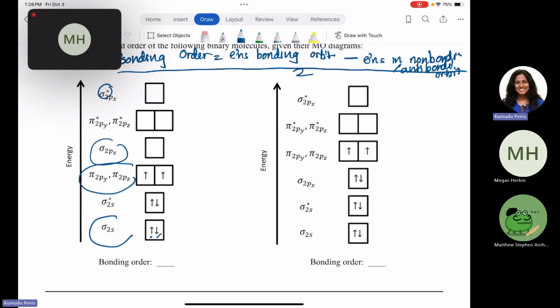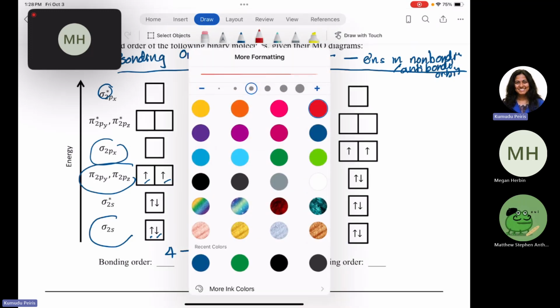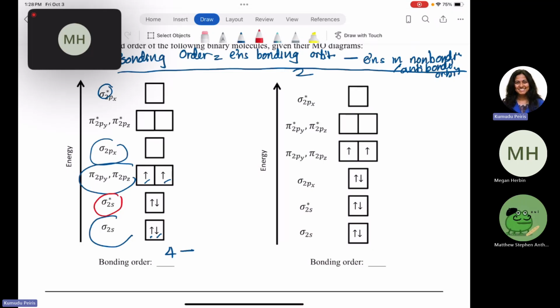So let's count the electrons in these bonding orbitals. 1, 2, 3, 4. So 4 minus, how many electrons do we find in the anti-bonding orbitals? This is an anti-bonding orbital, and here is another anti-bonding. So there are two electrons in anti-bonding orbitals. We divide that by 2, so you will get the answer as 1. Right. Let's move to the next example.